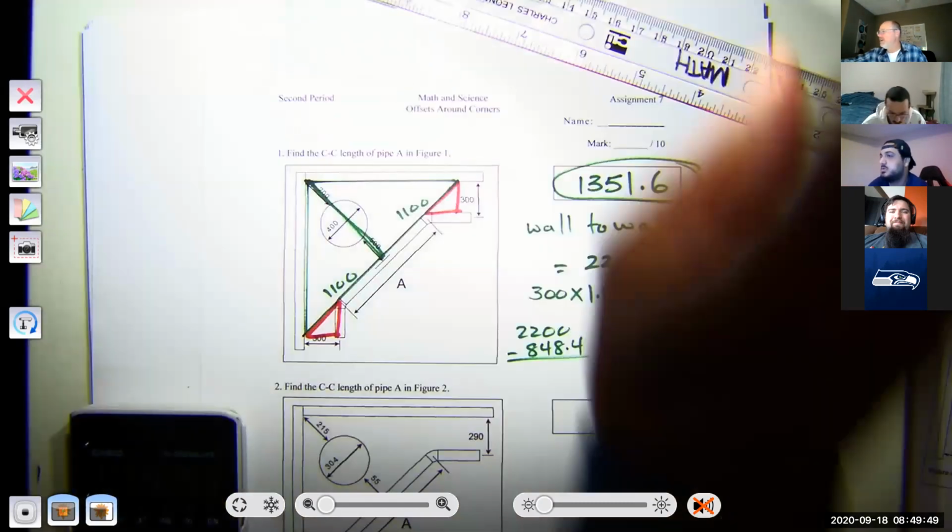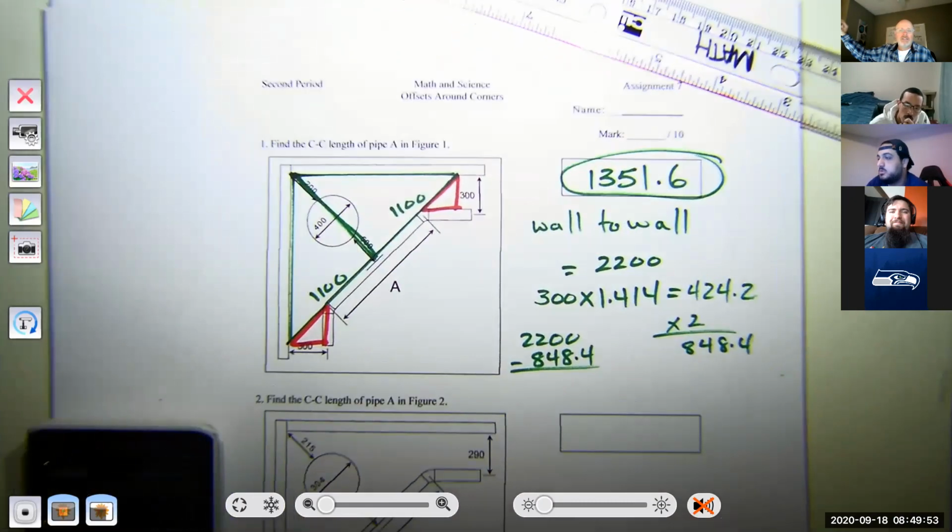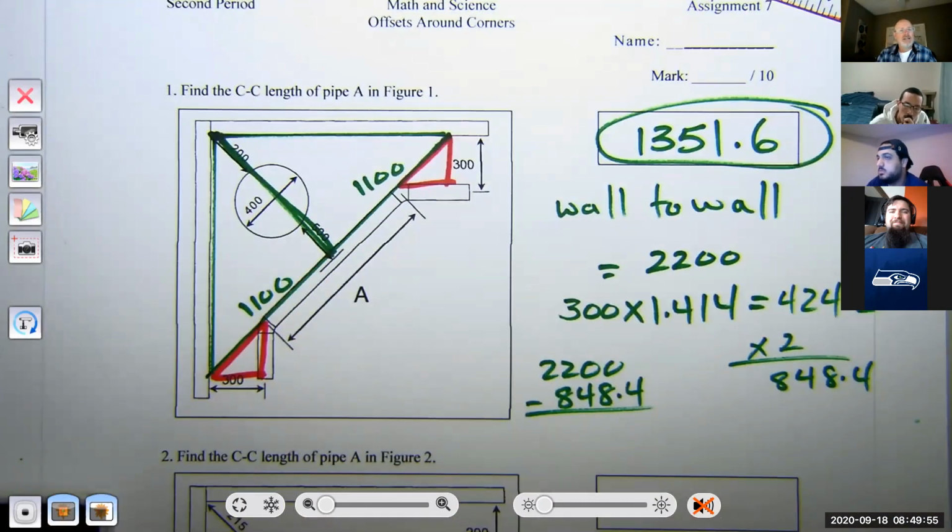The next thing we did is another example here. As you can see, that's how to solve for that one. So this is the process of a measurement from the corner.